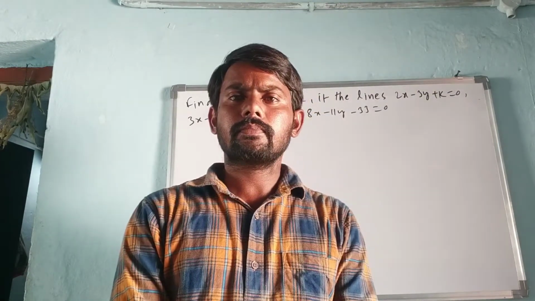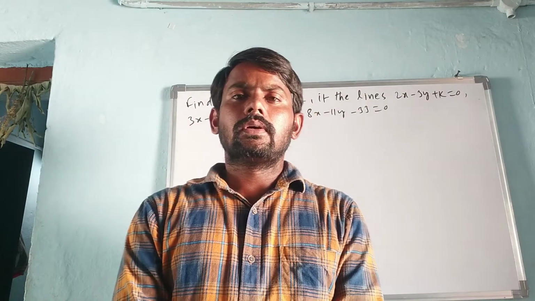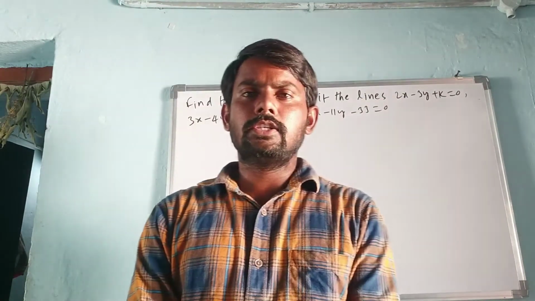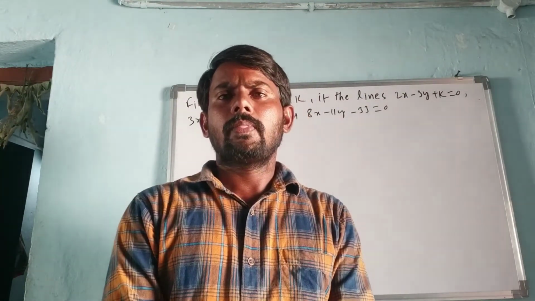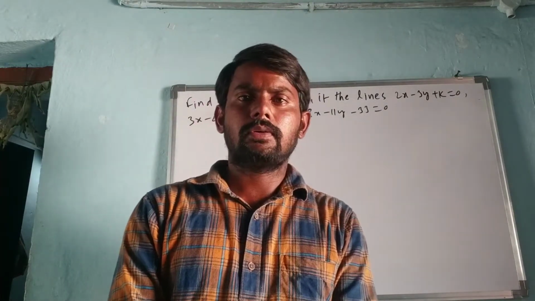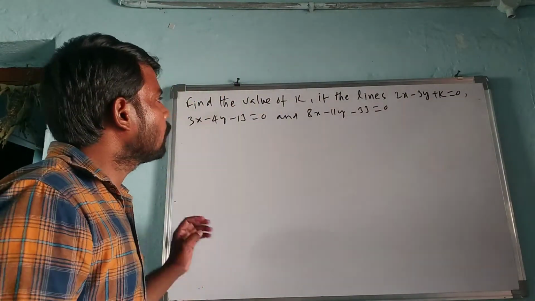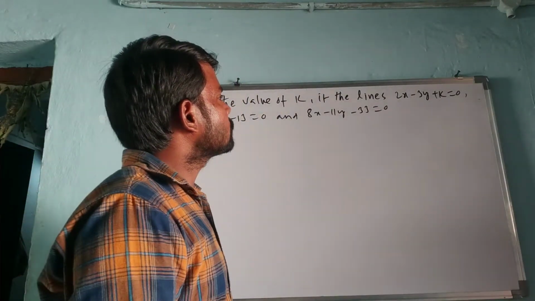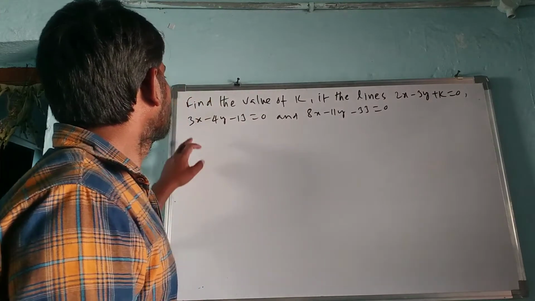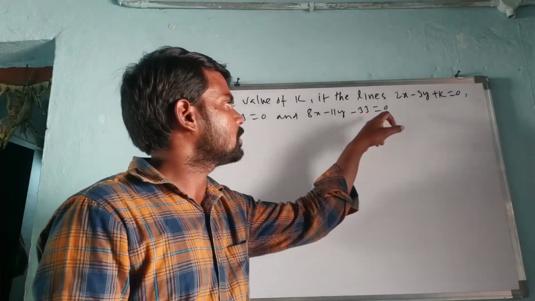So by using this concept, some problems are given in the exercise. So let us solve some problems by using this concept. The problem is: find the value of k if the lines 2x minus 3y plus k is equal to 0, 3x minus 4y minus 13 is equal to 0, and 8x minus 11y minus 33 is equal to 0.